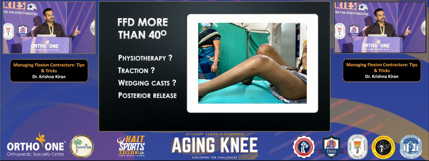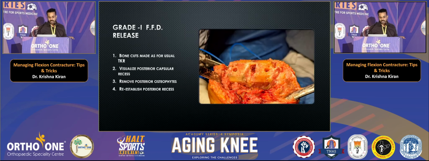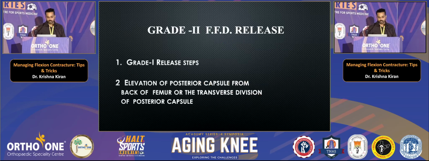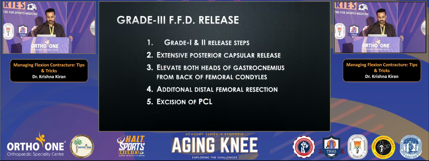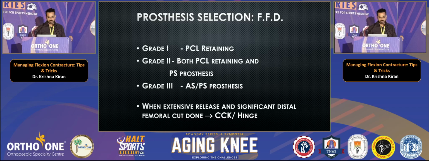Now, inflammatory arthritis, those associated with bilateral hip pathology, and those associated with childhood pathology are a completely different ballgame. They should not be equated with whatever I told you so far. In these cases, physiotherapy, traction and wedging casts don't work. Posterior release preoperatively is not a good idea. Sometimes, despite your best efforts, you will still have some amount of residual flexion deformity, and these patients take up to a year to completely become all right.